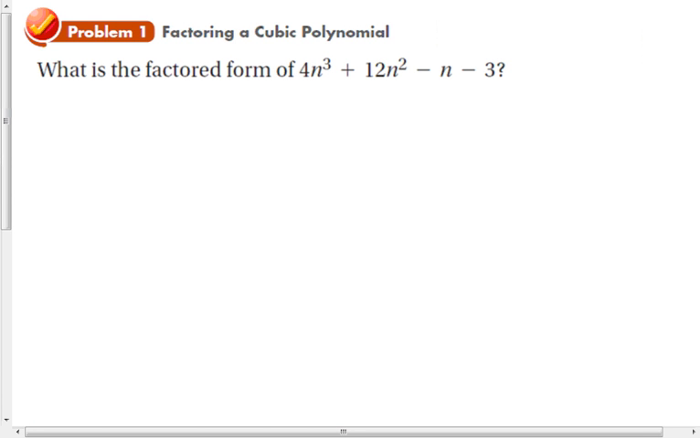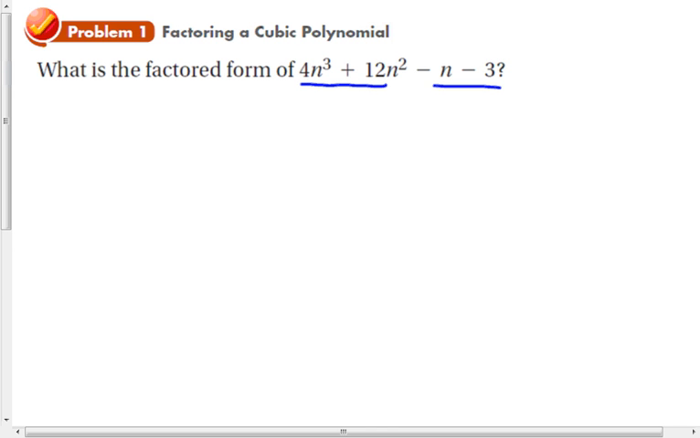All right, factoring a cubic polynomial. The first thing you're going to want to do is look for a common factor of all the terms and factor out the greatest common factor. Since we have 4, 12, 1, and 3, and no factors of n, there is no greatest common factor. So the next thing we want to do is group it, start by grouping these separately from these and just see what happens.